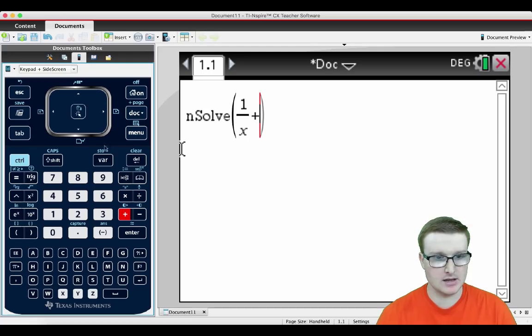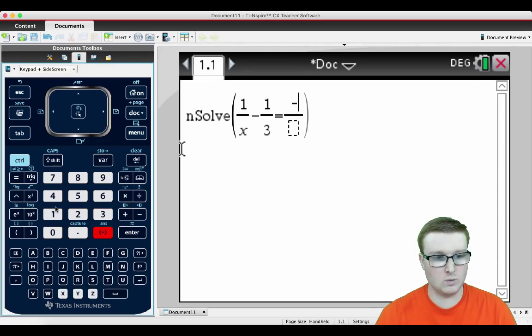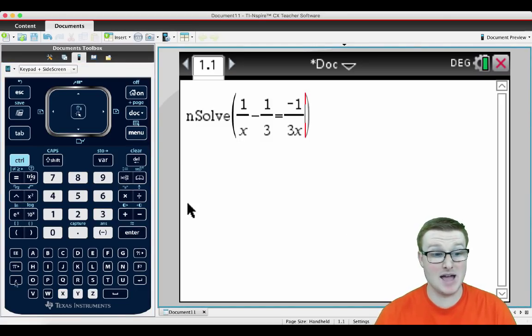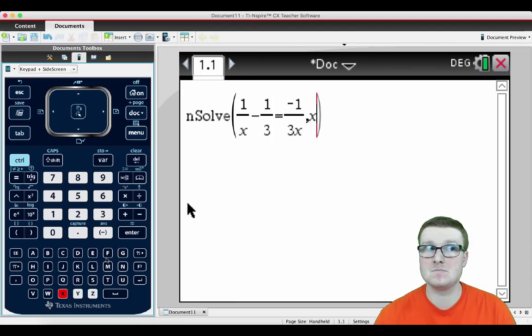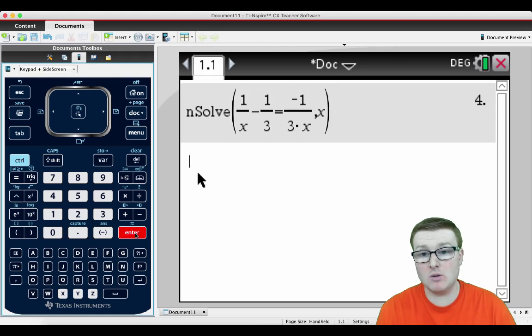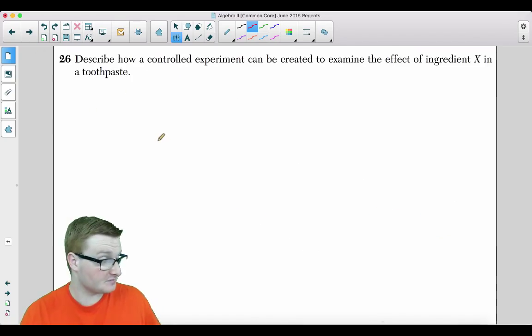So, I'm actually going to type in what I see on my page: 1 divided by x minus 1 over 3 is equal to negative 1 over 3x. Oh, my apologies. You need to type in comma x to solve it, because the calculator does not know what to do. And what do you know? It's x is equal to 4. There you go. They just told you on the calculator. So we know we got the right answer. Moving on to number 26.